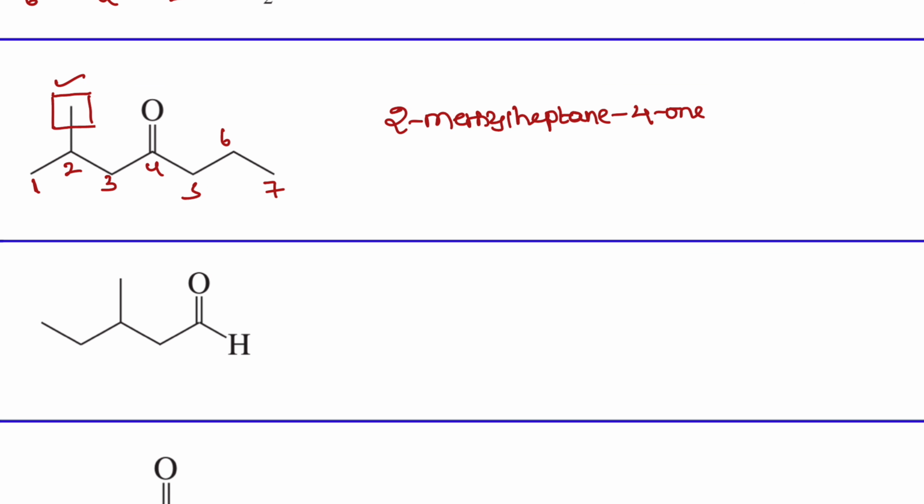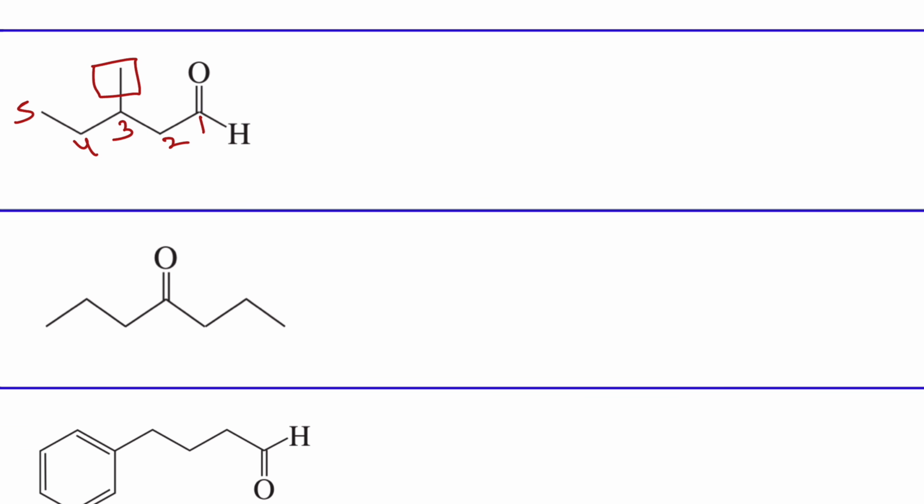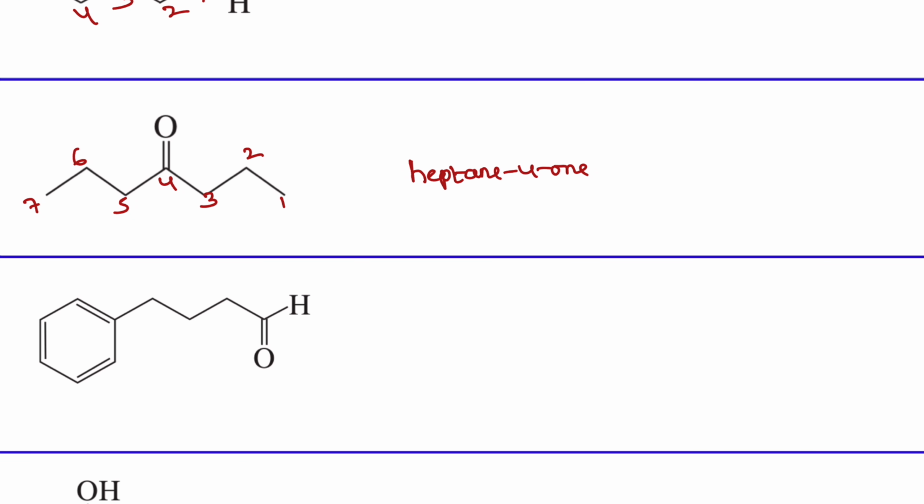Again, we have aldehyde here. 1, 2, 3, 4, 5. So this is 3-methyl pentanal. 3-methyl pentanal. So if you start numbering from right side in the next example, 1, 2, 3, 4. 1, 2, 3, 4. However, ketone is getting the same priority from both the sides. So here any side you can start. So this is no prefix, heptane 4-one.